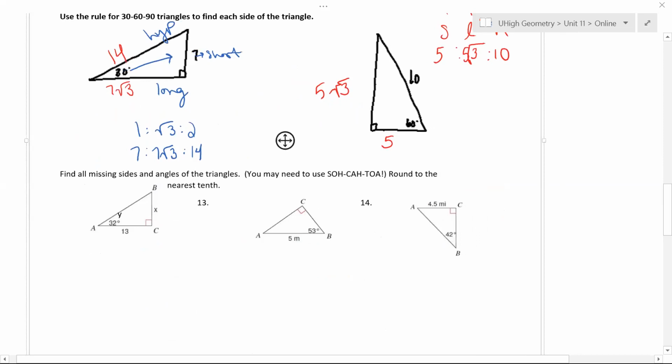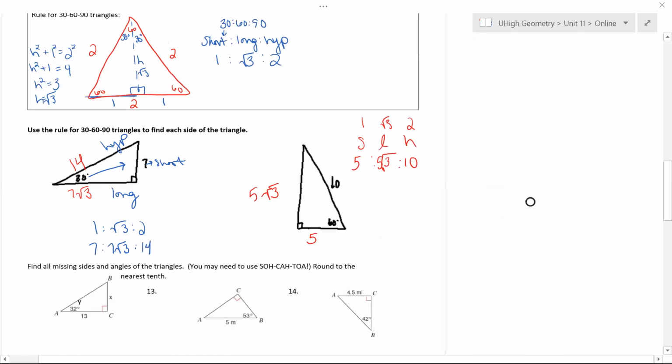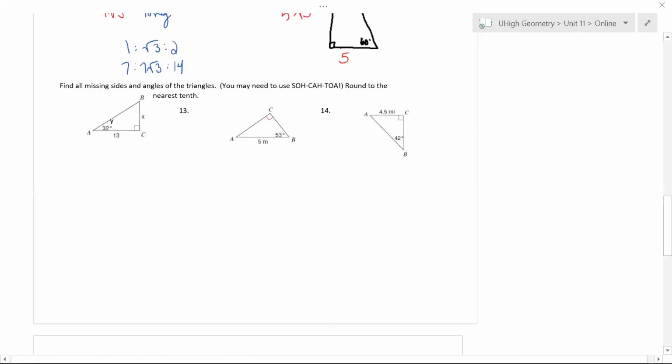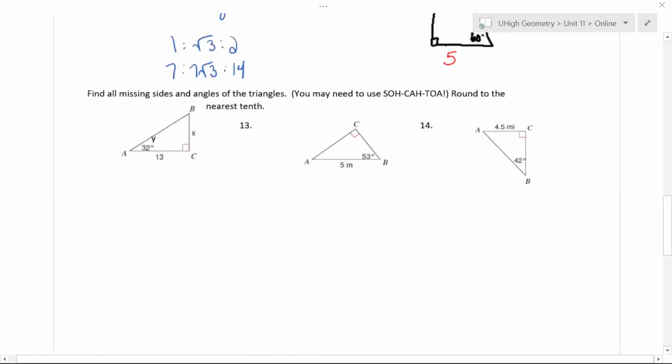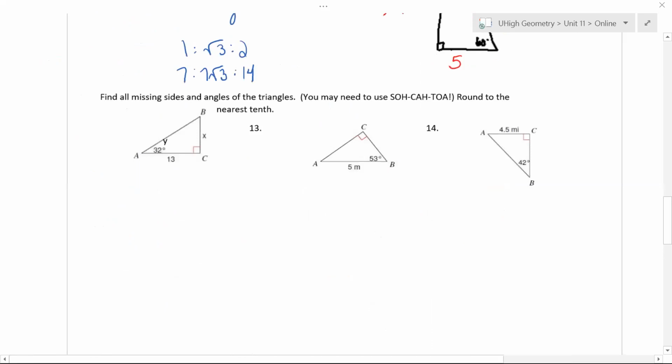All right, the last part of this, we're going to look at our trig functions. I'm not going to do all of these because that would be very time consuming. I'm going to do a couple of them, and then I'm going to post the answer key for the rest of them so that you guys can practice if you want. So we're going to find some of the missing sides and angles.